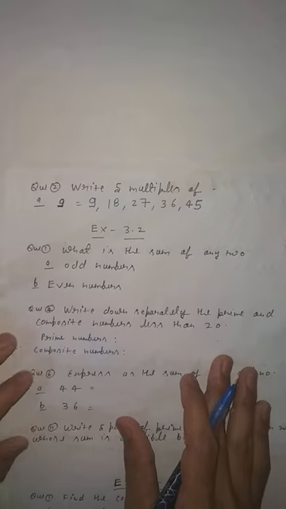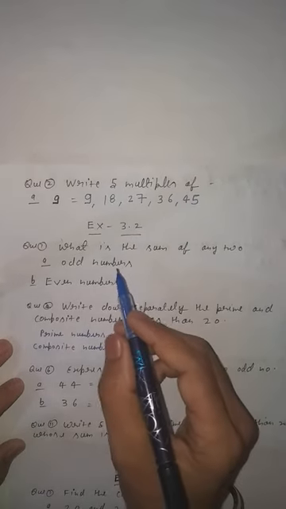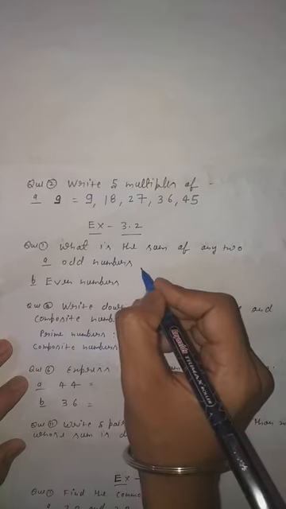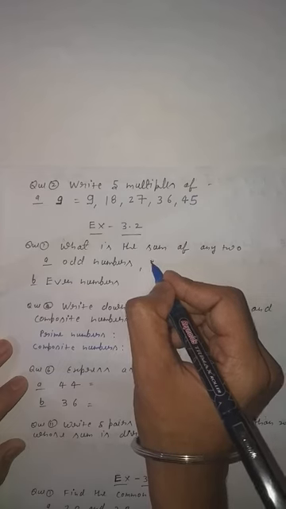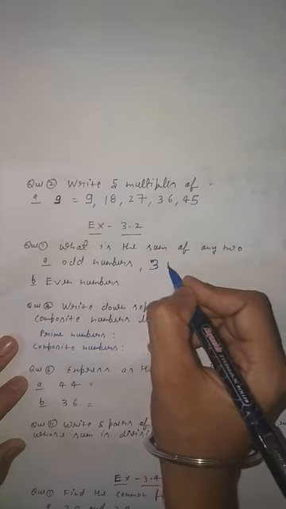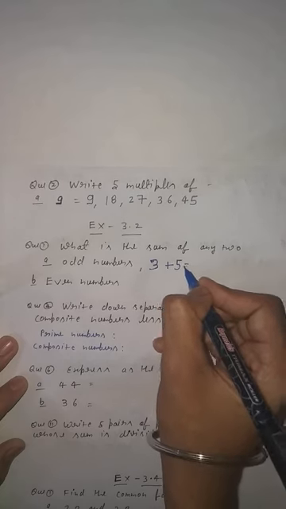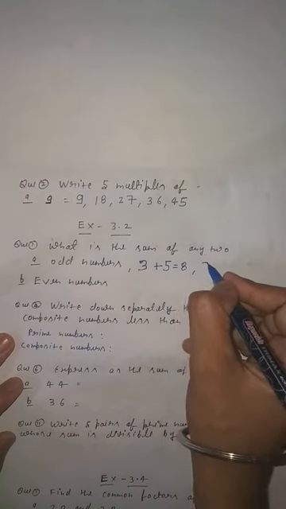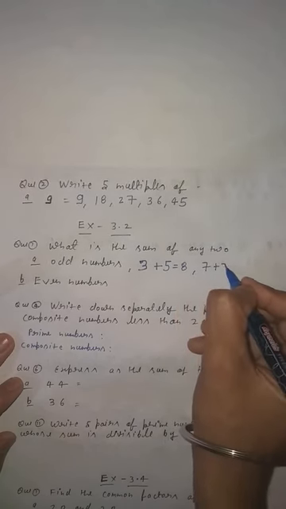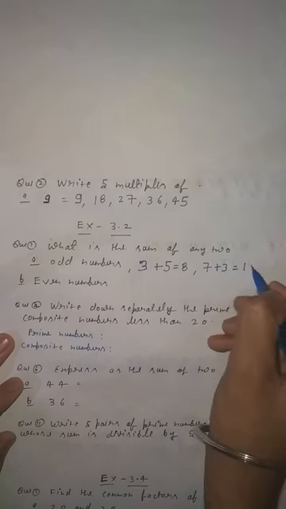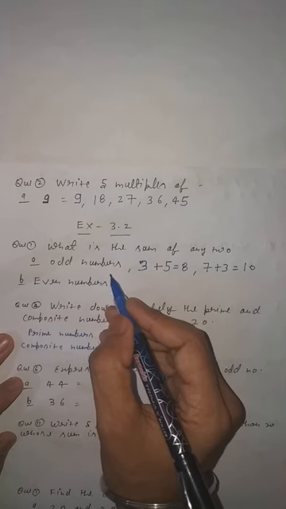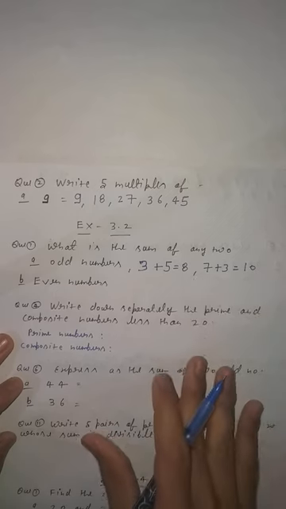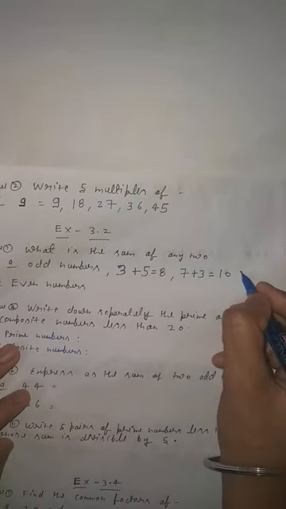Now next is exercise 3.2. First, what is the sum of any two odd numbers? Any two odd numbers, so you can check. The numbers are 3, because 3 is an odd number, and 5. So 3 plus 5 is 8. Another example you can take, 7 plus 3, this is also odd, so the sum is 10. So what is the conclusion? That the sum of any two odd numbers will be what? Even. Clear, students? Now, yani the result is even.